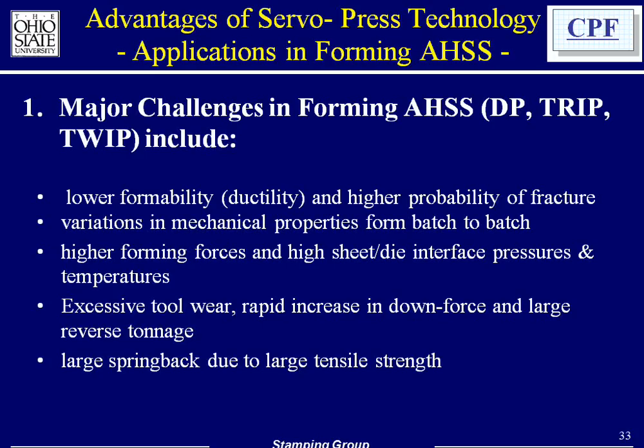Obviously, the challenges are these materials have low formability, and the fracture is more possible, and there may be variations of mechanical properties from batch to batch. According to my experience and my discussions with many industry people, this is a major problem in high-strength steels. Of course, the forces are high, so sheet-die interface pressure and temperature is high. So that is one of the reasons why we slow down the press during the formation.